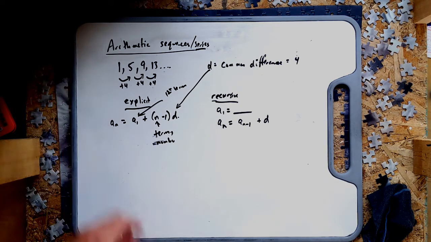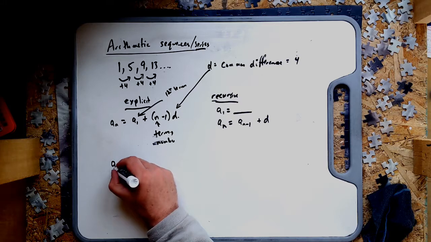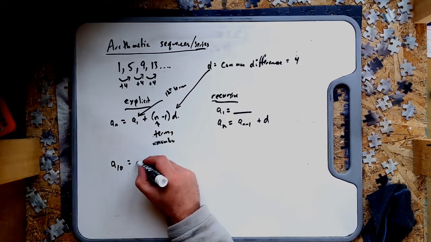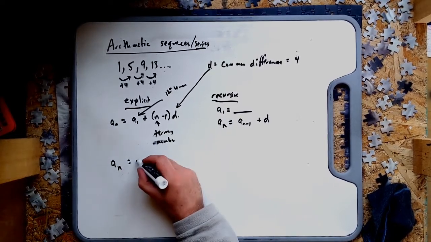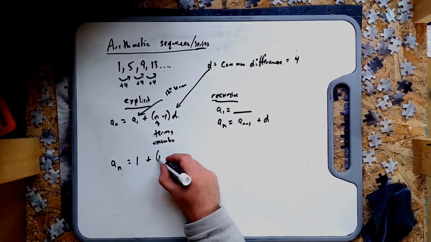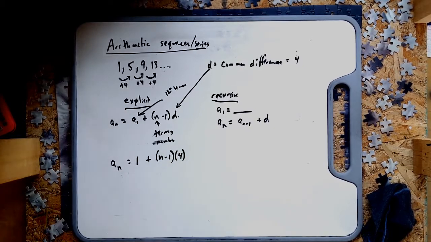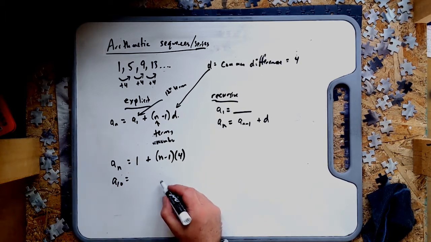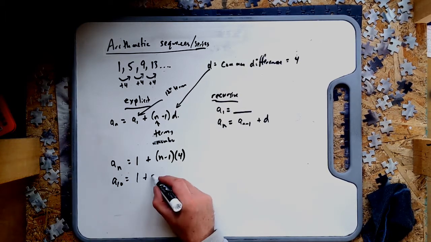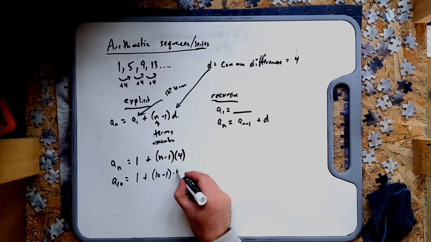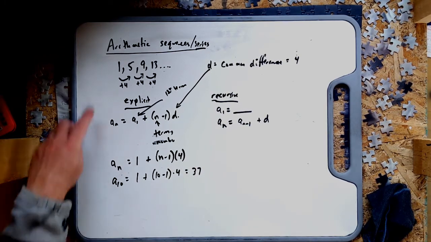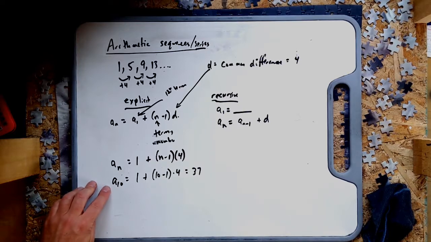So let me do that for this one. I'm going to give you what A10 is, or calculate what A10 is. So A10 would be A1, let's do A sub n first. A sub n is A1, which is 1, plus n minus 1 times 4, the common difference. So now if I want A10, I just write 1 plus 10 minus 1, or 9, times 4. 9 times 4 is 36, plus 1 is 37, and that gives me the 10th term. This is the general explicit equation for this. This is the one for just the 10th term.